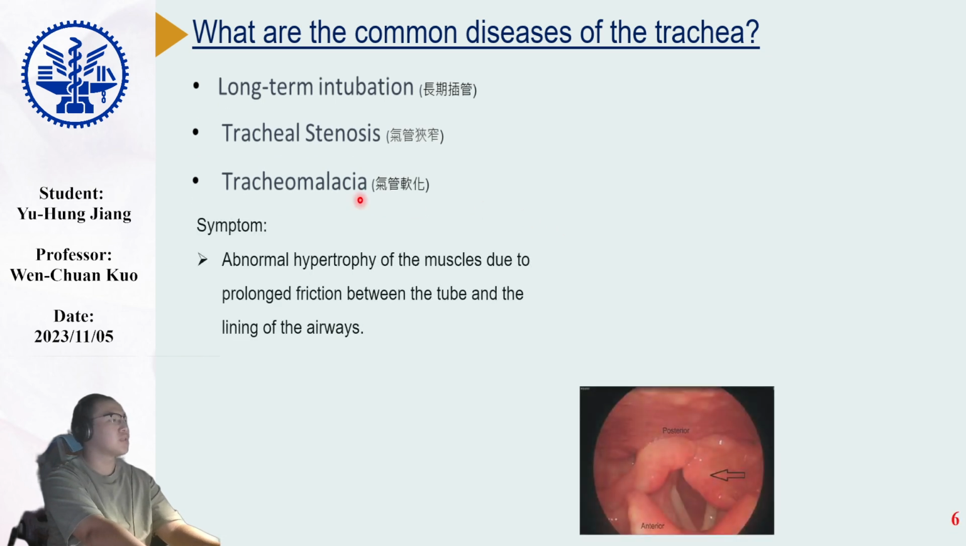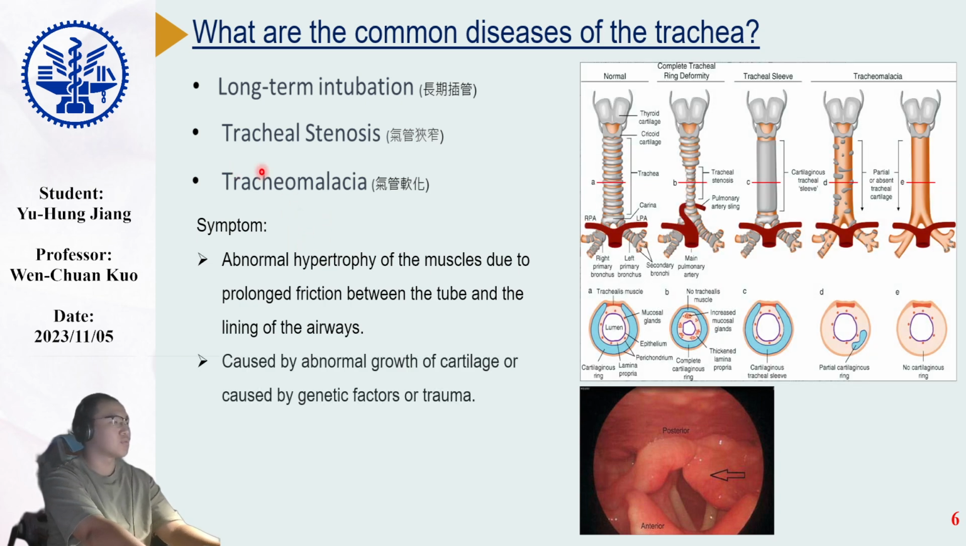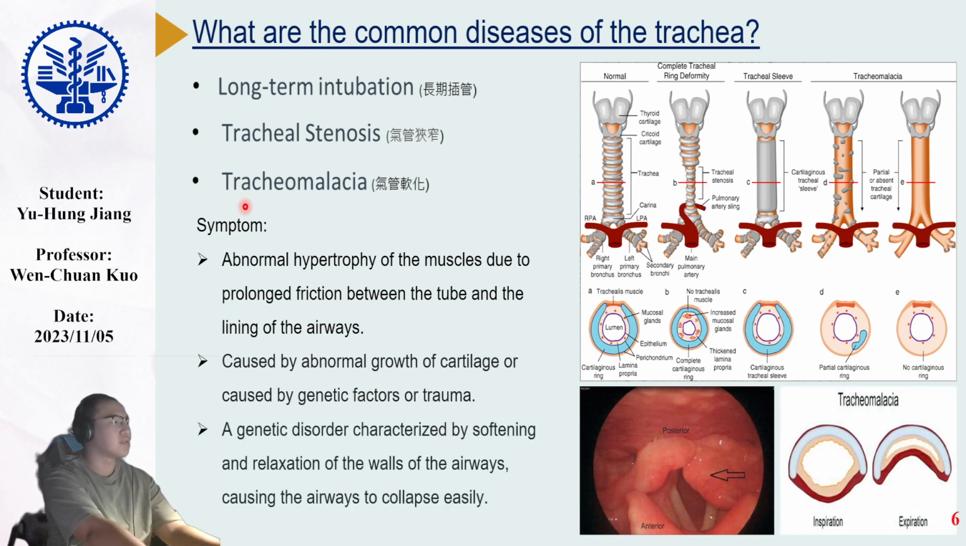The first, long-term intubation, is about abnormal pathology of the mucus due to prolonged friction between the tube and the lining of the airways. The second, tracheal stenosis, is caused by abnormal growth of the cartilage, from genetic factors to tumors. The last, tracheomalacia, is a genetic disorder characterized by softening of the walls of the airways, which causes the airways to collapse easily.